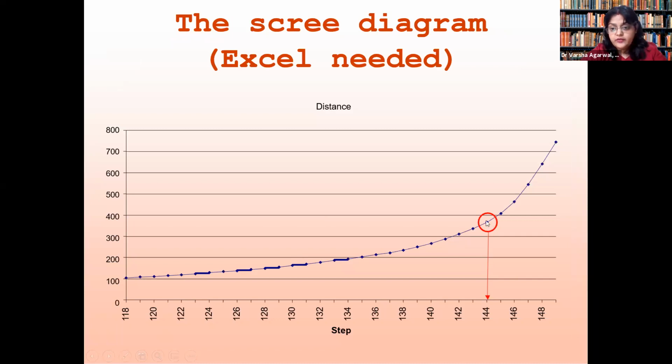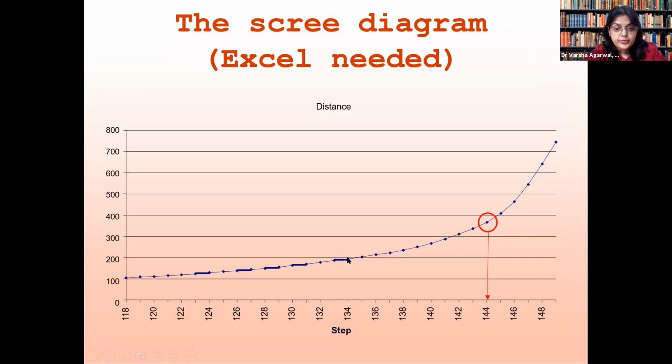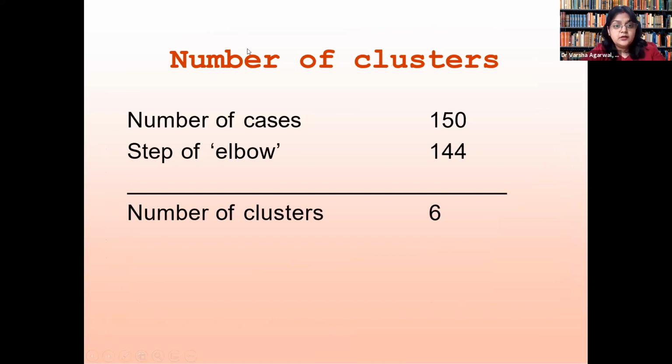So it is at 144. Now total stages, if I say, previously 149, and then at 144 I'm getting it. Okay. So this is how I calculate the number of clusters. Total number of cases were 150. Step of elbow was 144. When I take the difference of that, I get my number of clusters. So this is the number of clusters I have calculated.